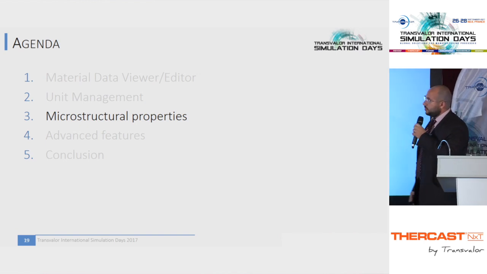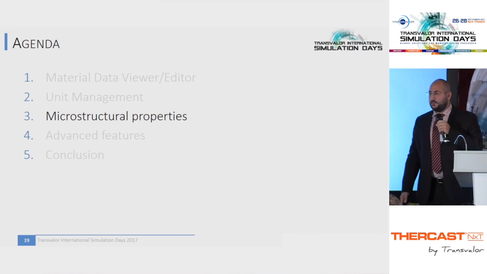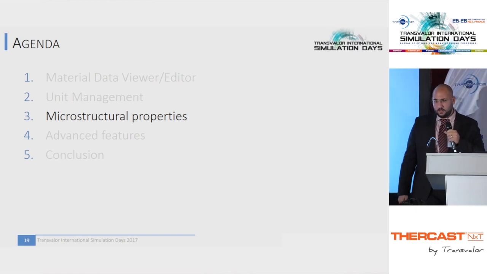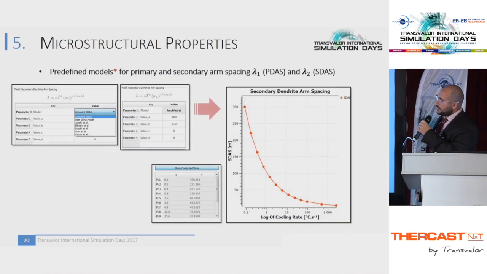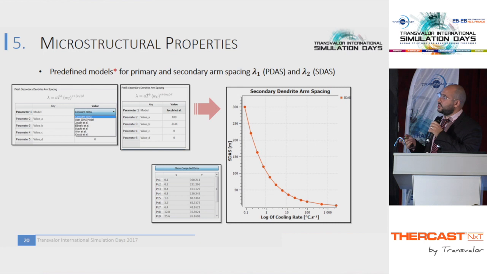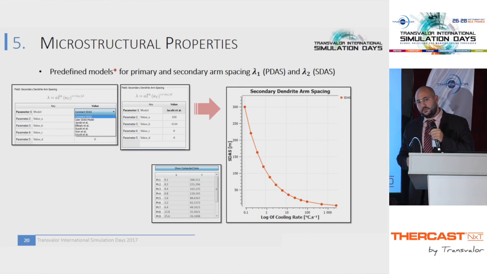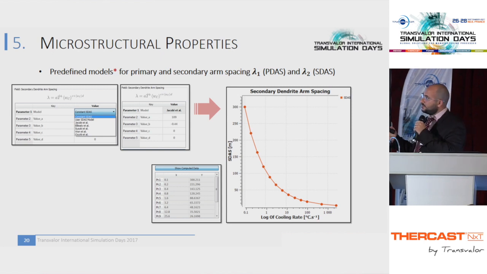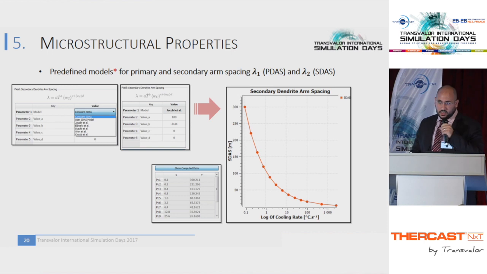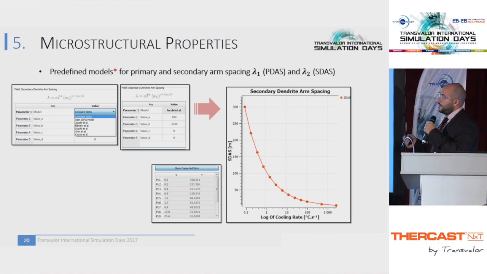Okay, next is the microstructural properties. This is maybe the most recent work that we have done, very close to segregation users. Microstructural properties are basically the calculation of dendrite arm spacings. What we have done is open for the users the possibility to compute the primary and secondary dendrite arm spacings. This may only be relevant if you are doing segregation calculations, because these dendrite arm spacings are only relevant to the computation of the mushy zone permeability.